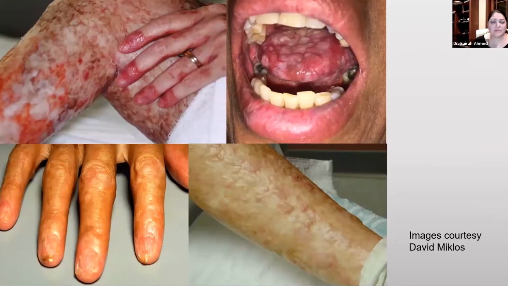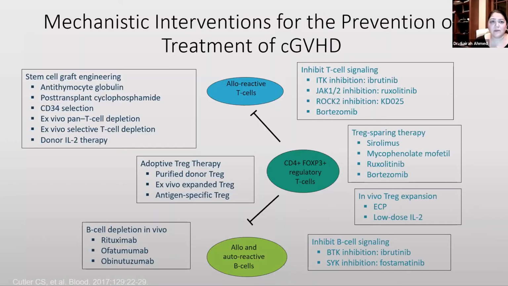These are just some pictures of patients who have chronic GVHD, and as you can see, this can be very severely debilitating for a patient to have to live with these kinds of disabilities over a long period of time. And again, these patients are not only on immunosuppressive therapy, but they're also often on chronic corticosteroids.